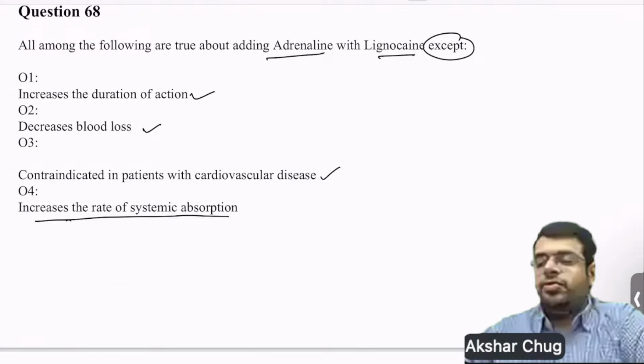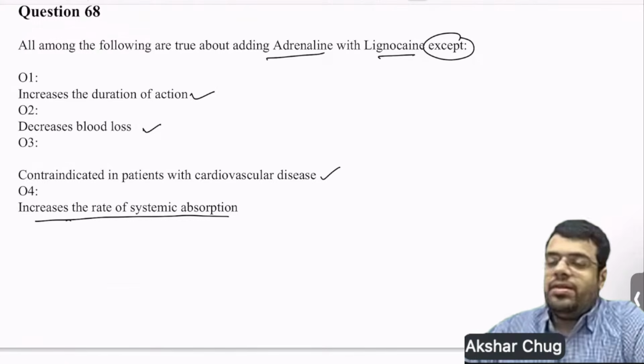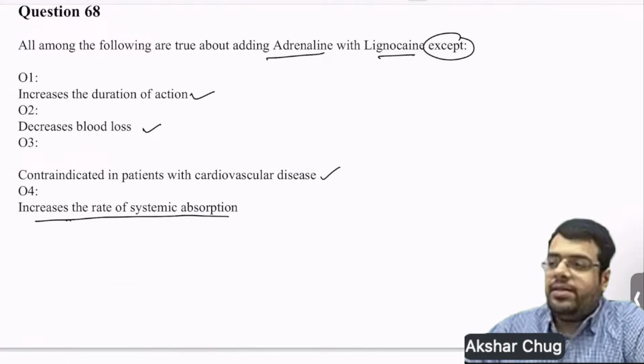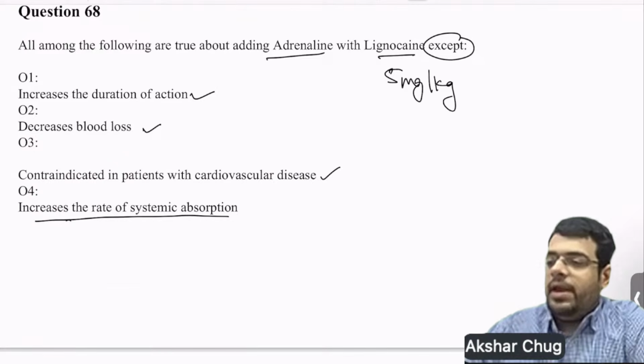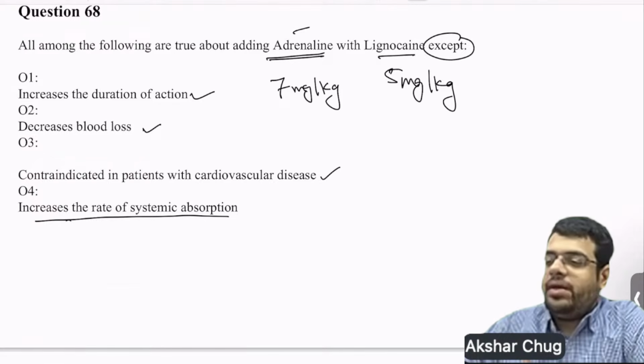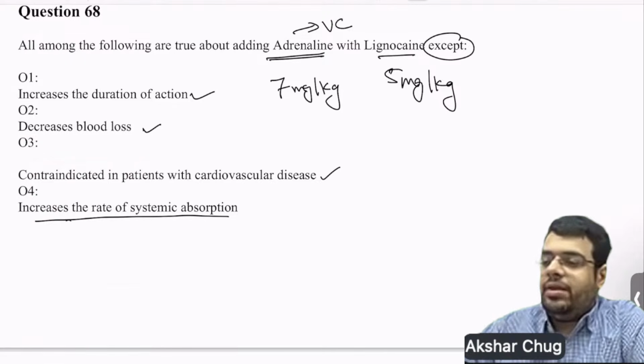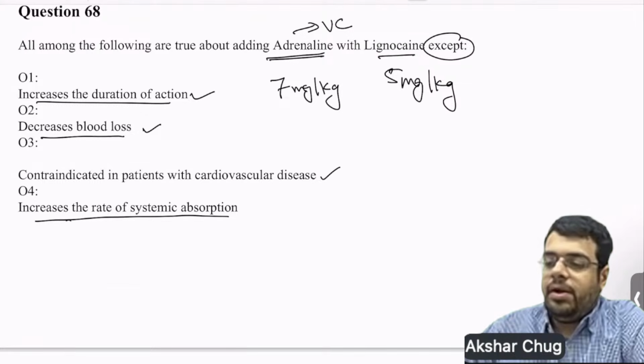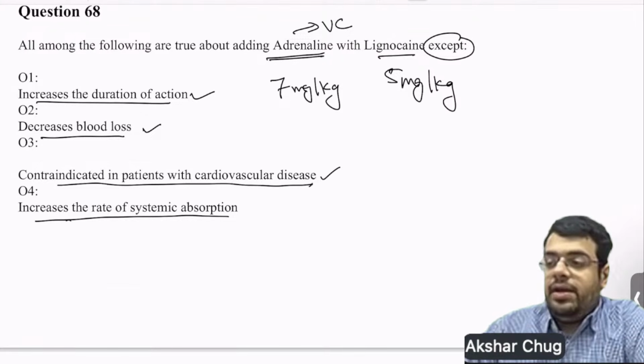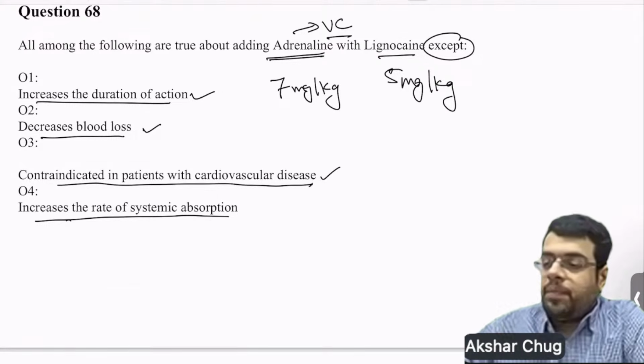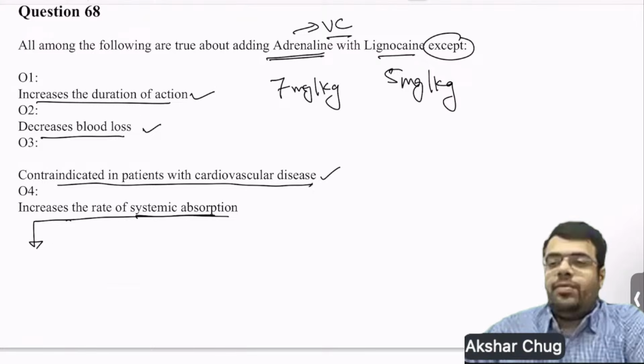Now, the problem with lignocaine is that if we give lignocaine without adrenaline, the maximum dose which we can give is 5 mg per kg. And if we give it with adrenaline, the maximum dose increases to 7 mg per kg. So what adrenaline does is it vasoconstricts. So it increases the duration of action. It decreases the blood loss. It is contraindicated in patients with CVD because it causes vasoconstriction. But it reduces the rate of systemic absorption. That's why there is reduced chance of LAST.